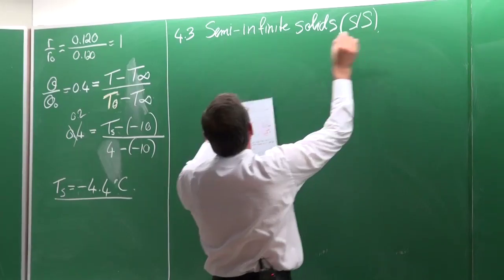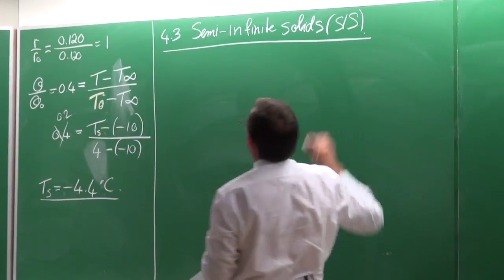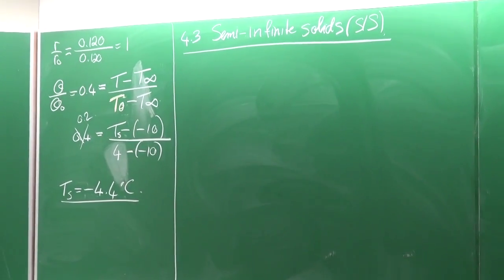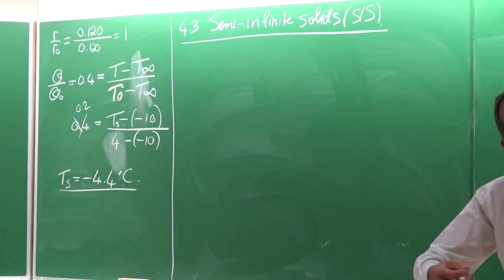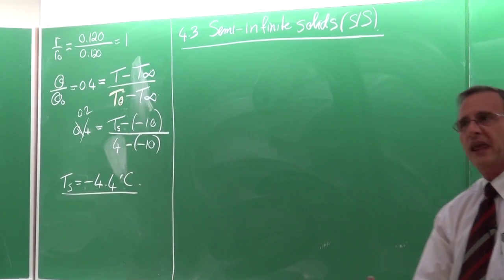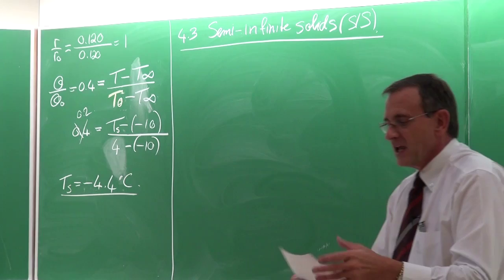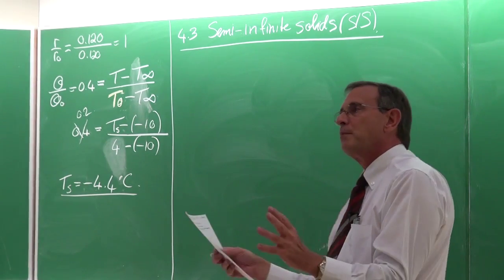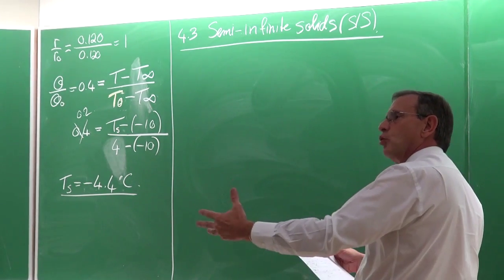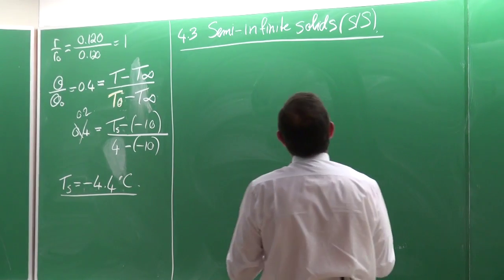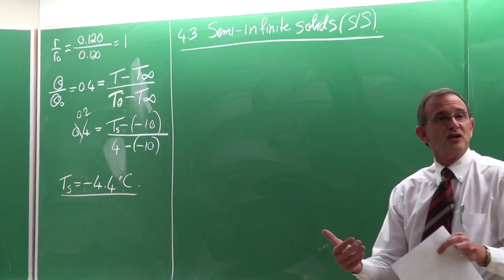Okay, SIS, Semi-Infinite Solids. So we've started with simple geometries, now we're going to make it more complex. Then the next part of this complex geometries is called a semi-infinite solid. Now what is a semi-infinite solid?